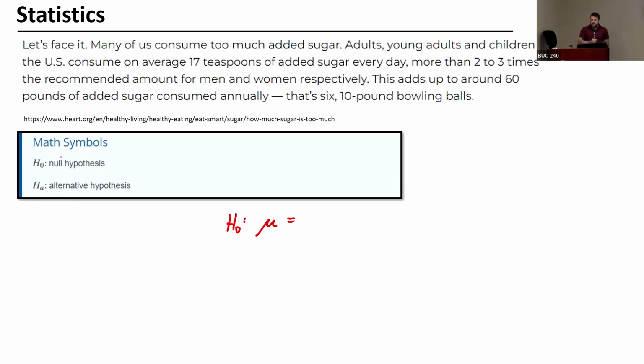But equal to what? Well, how about 60 pounds of sugar? So the commonly held belief is this, that the average person consumes 60 pounds of sugar. That's what it tells me. But you have an alternative hypothesis. You say, I don't believe that.